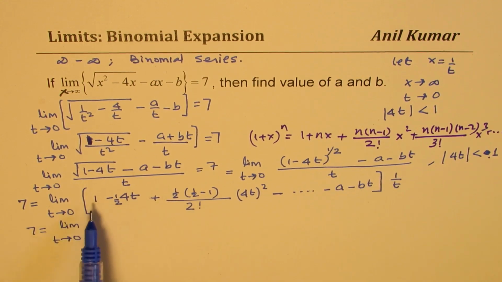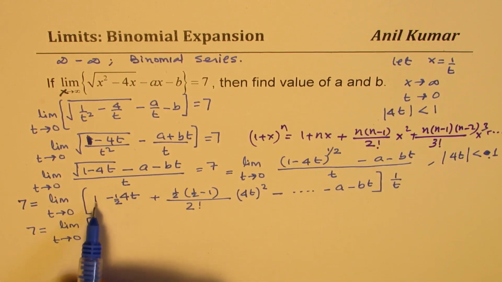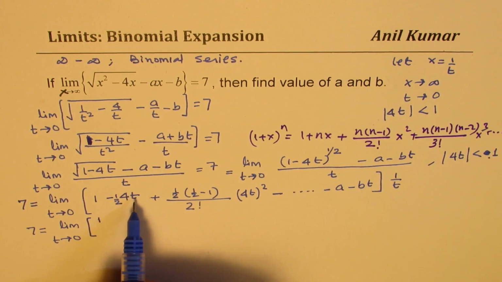So when you multiply here, the first term is minus 1 divided by t. So let's rewrite this. So we have 1 here, and in this case we get minus 2t, right? So we get minus 2t.